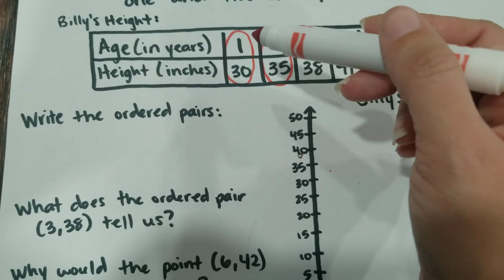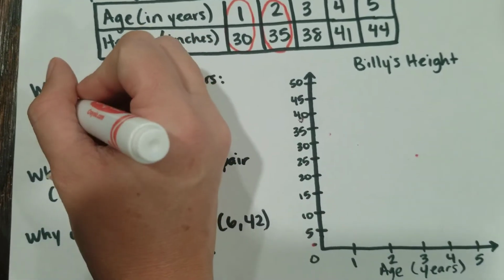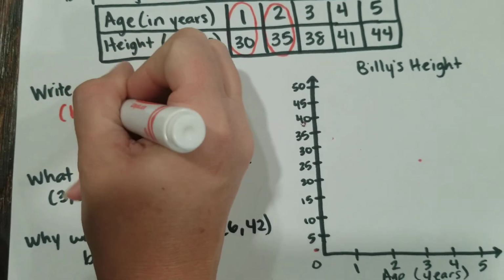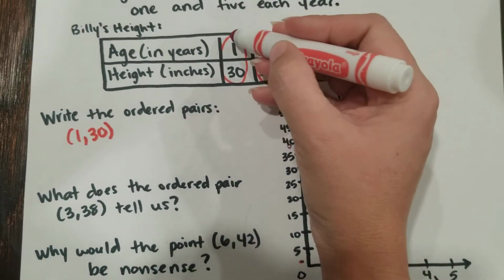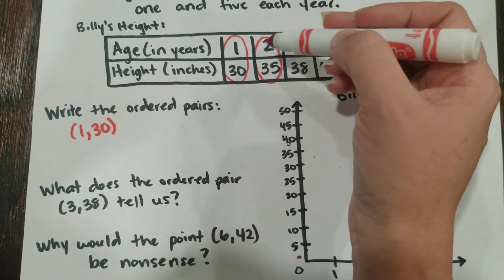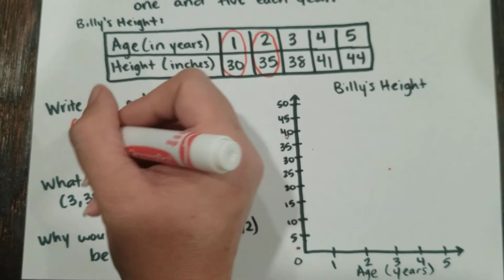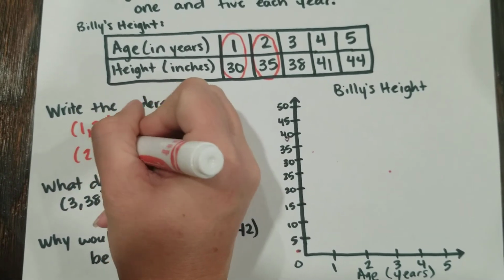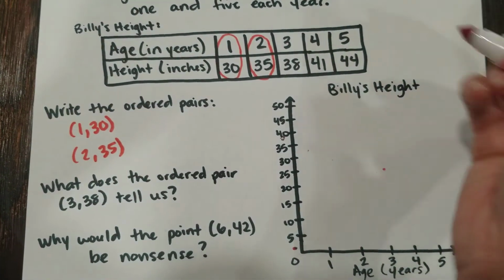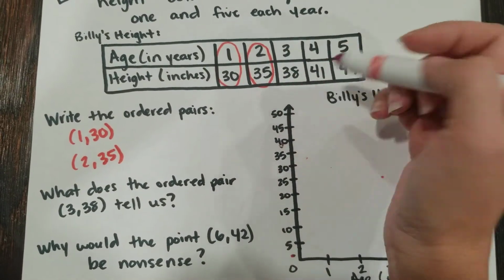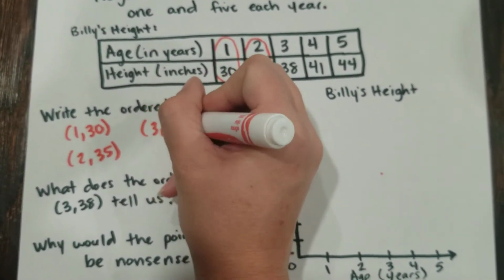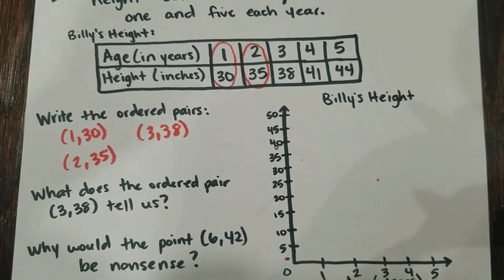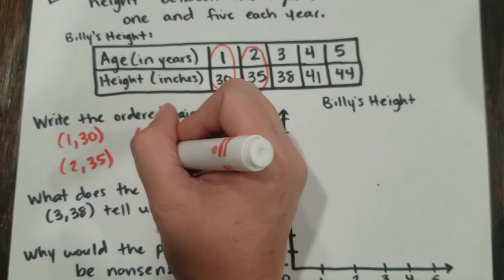So 1, 30 is going to be my first ordered pair, 1 comma 30. All right, and that's using this data set. The next pair is 2, 35. So 2 comma 35 is my next ordered pair. The next one, 3, 38, and then 4, 41.